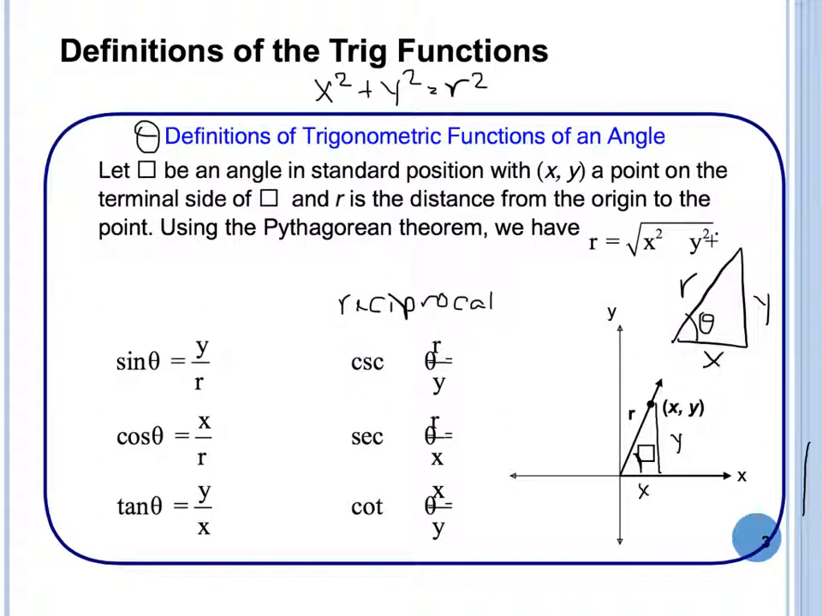So all of the fractions have been flipped. Sine was y over r, cosecant is the reciprocal. And I don't have a good memory trick for secant and cosine, or cosecant and sine, other than to say that the s's and c's go together, which is not that helpful, but maybe you have a better one.